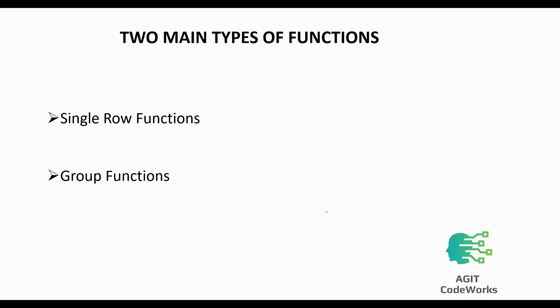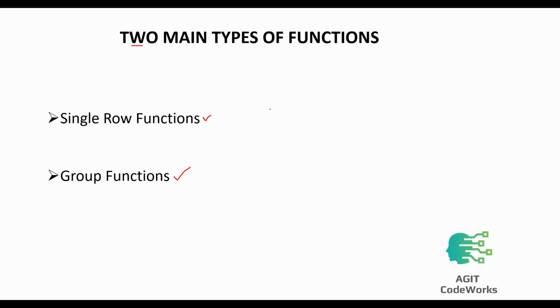First thing we have to take note of is that there are two main types of functions: single row functions and group functions. This is very important knowledge, especially for those of you who are planning to write a professional exam in Oracle. The exam assumes theories like this are really clear to you. These are the two main types of functions in Oracle SQL.